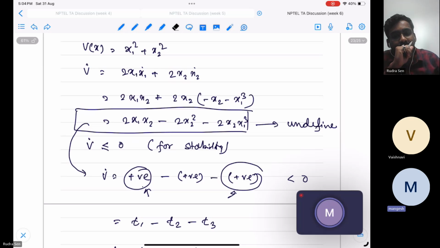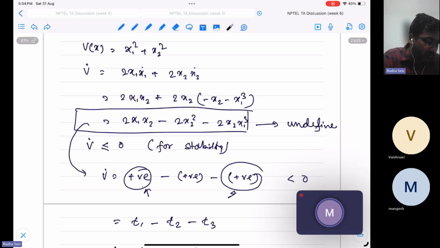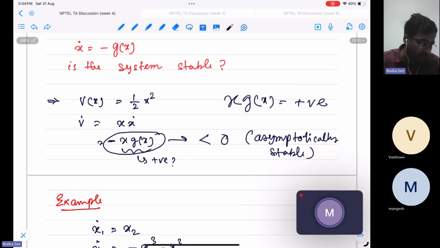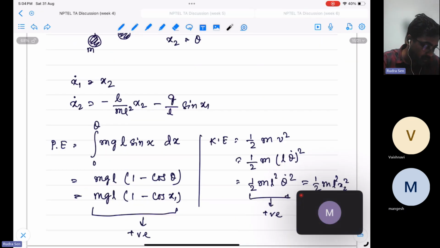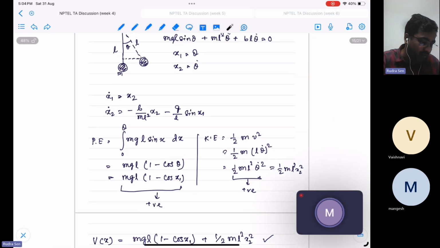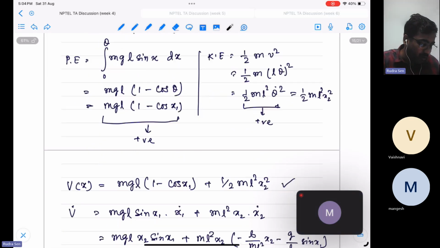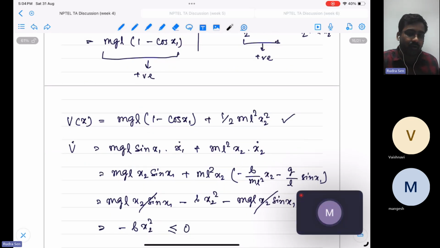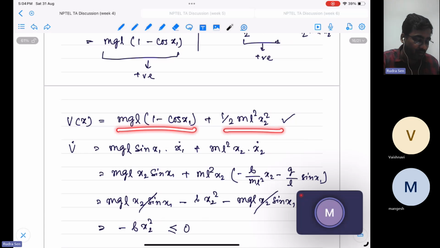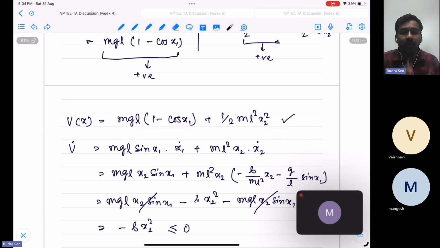That is what my basic question was, that how we can choose the Lyapunov function. The basic one is x1 square plus x2 square, so I started with that. But this is the basic one, and it is not always the case. Sometimes, like in the previous case of the pendulum, you can check my note. In the case of the pendulum, I have not chosen x1 square plus x2 square. I have chosen two energy functions. This is the potential energy and this is the kinetic energy. So this is also a positive function.